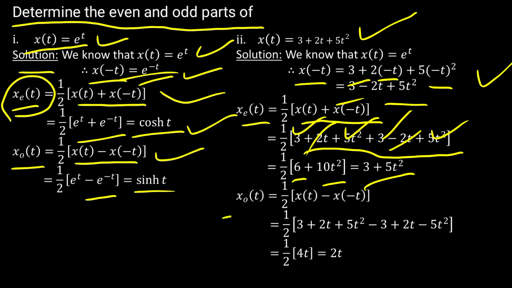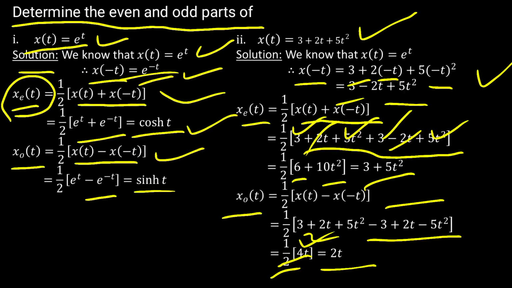Now consider the odd part of the signal, that is x o of t is equal to 1 by 2 into [x of t minus x of minus t]. Okay, here also same thing, substitute those expressions, that is 1 by 2 into [3 plus 2t plus 5t square minus 3 plus 2t minus 5t square], then we get 1 by 2 into 4t, that is 2t. This is the odd part of the signal. Now let's see the next problem.